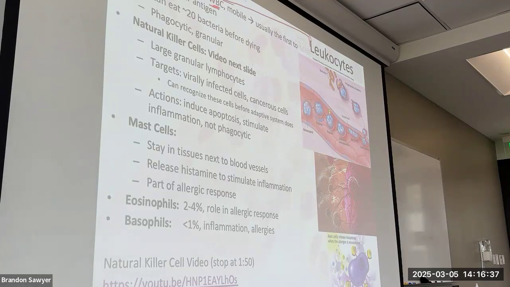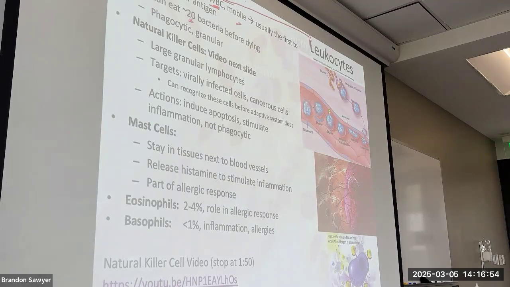The most abundant one for sure is a very mobile cell. It's all throughout the blood, and it's usually the first thing to get to a site of injury or a site of infection, and that would be neutrophils. Okay, they're phagocytic, which means they can engulf other things and eat them, right? They can eat about 20 bacteria before dying.